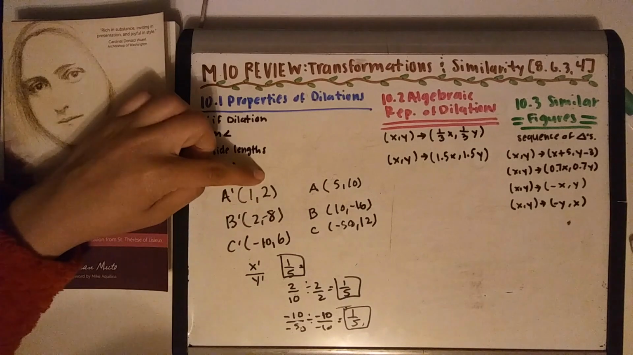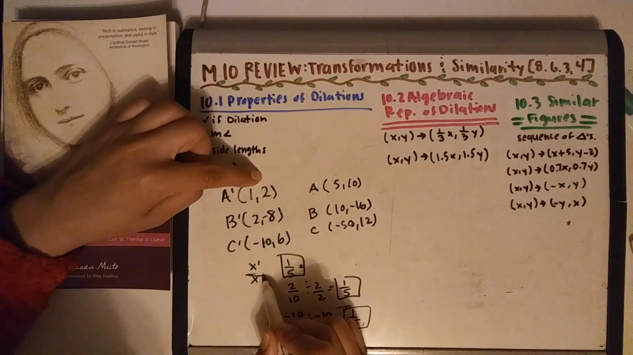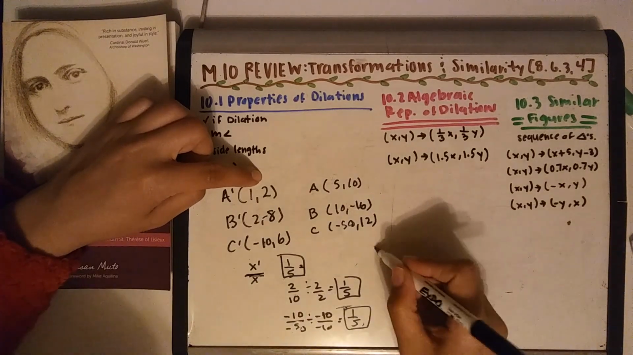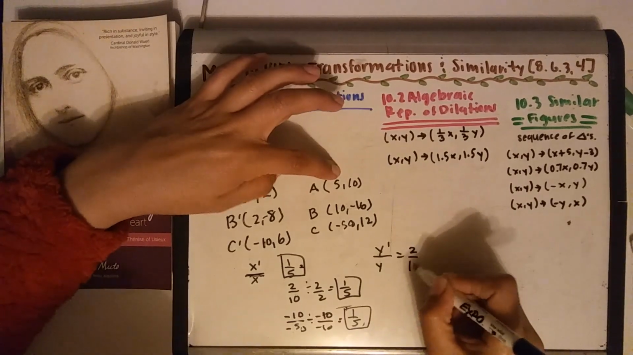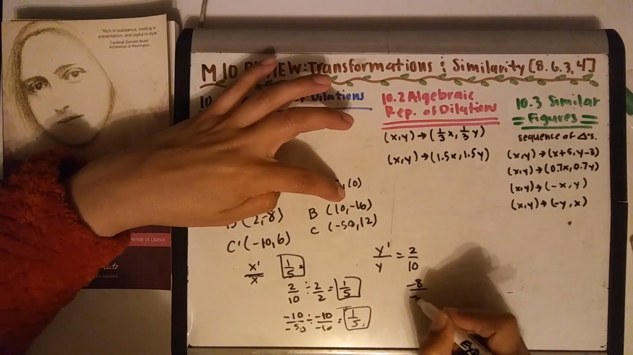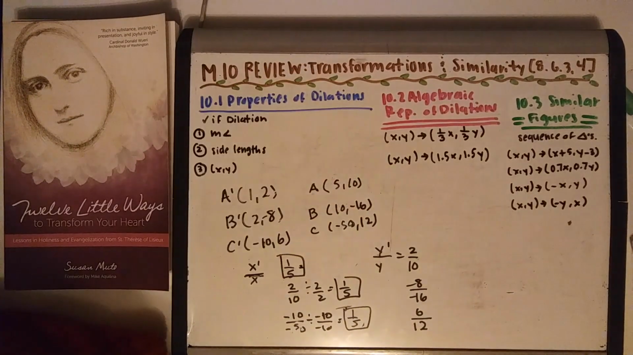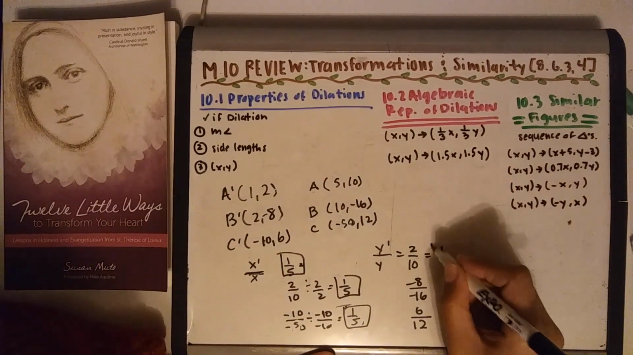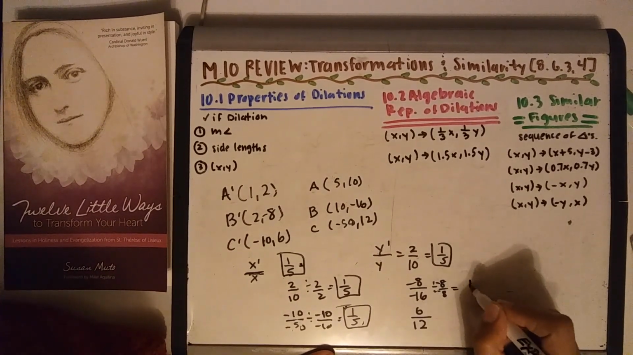Now let's work with the y's. Oh, sorry, that should have said y prime. Now let's go with y prime over y. So I'm gonna take 2 over 10, negative 8 over negative 16, 6 over 12. Here we go. So that's 1/5. This I can divide by 8 over 8, negative 8, so that'll give me 1/2.